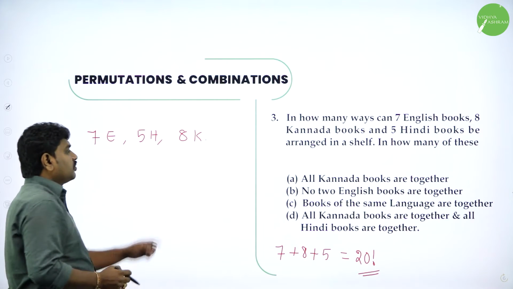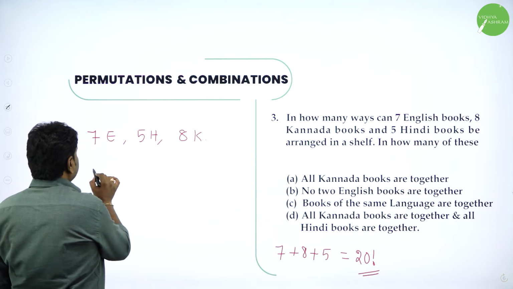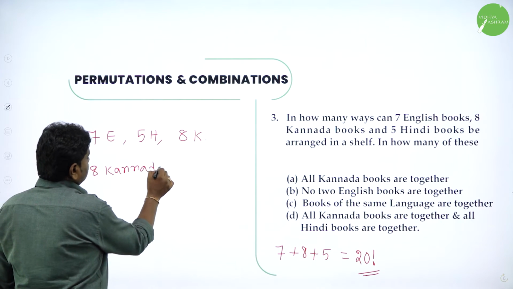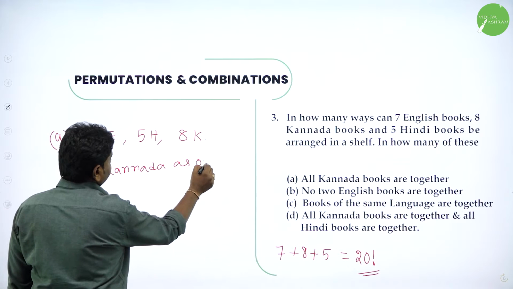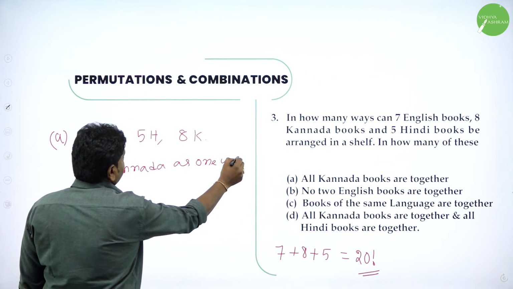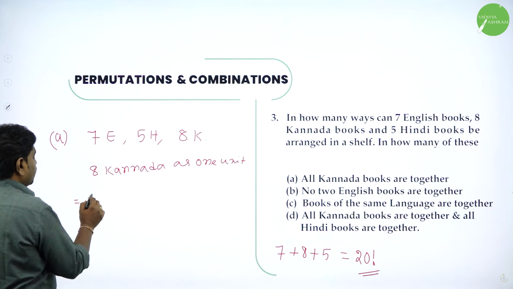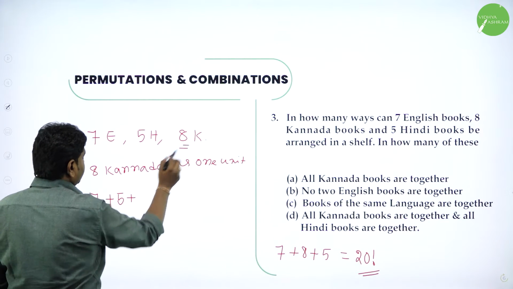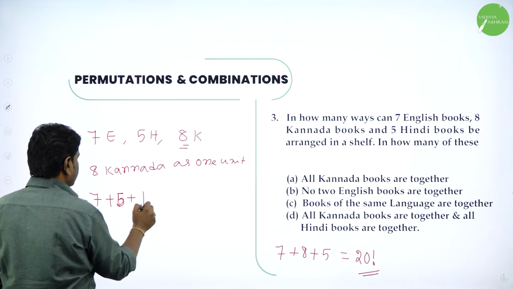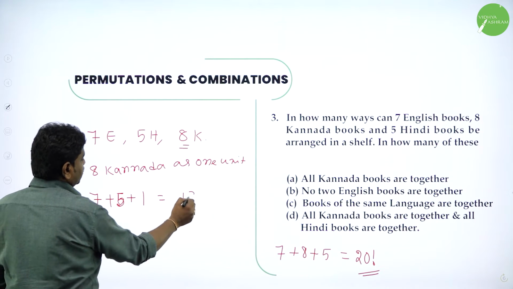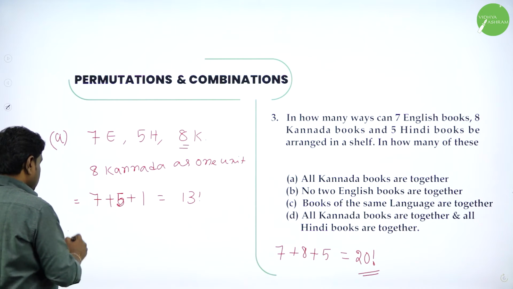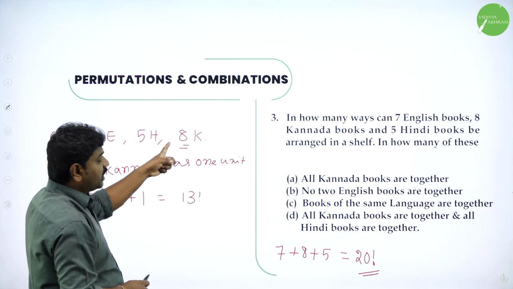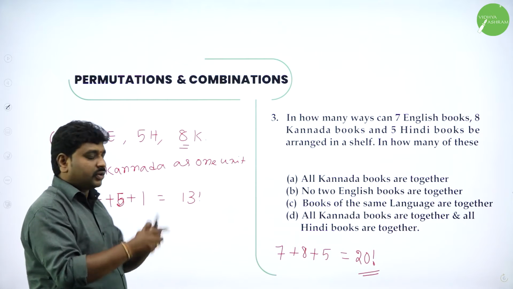So now 8 Kannada books, you take it as 1 unit, because they want to be together. So now we have total number of permutations: 7 plus 5 plus this 8, we take it as 1 unit. 7 plus 5 plus 1. 7 plus 5 is 12, 13. So therefore 13 books can be arranged in 13 factorial ways, and these 8 Kannada books separately you can arrange them in 8 factorial ways.